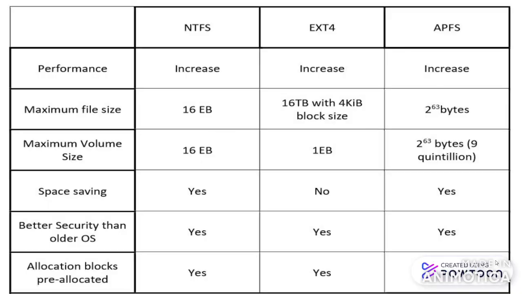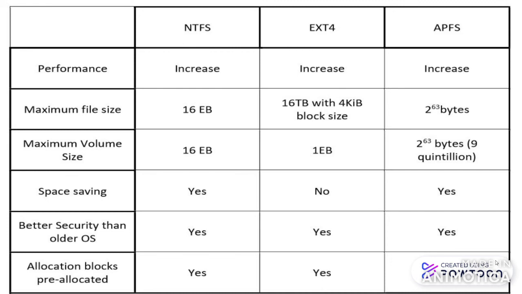Now, this table shows the characteristics of the NTFS, ext4, and APFS file systems. As you can see, the performance of NTFS, ext4, and APFS file systems has increased compared to the previous versions. Next, for the maximum file size, NTFS can have 16 EB. ext4 can have 16 TB with 4 KiB block size, and APFS is 2 to the power of 63 bytes.